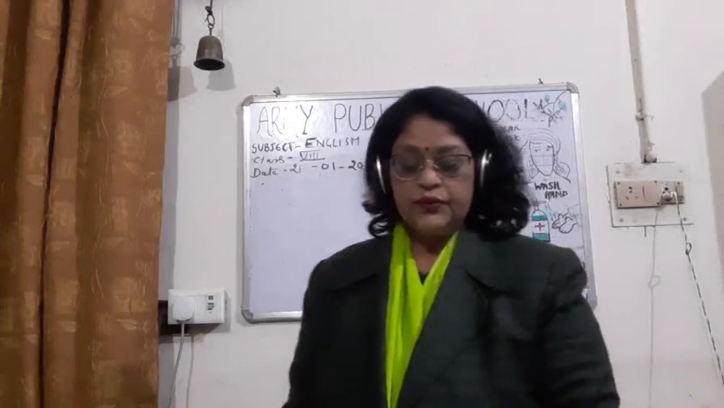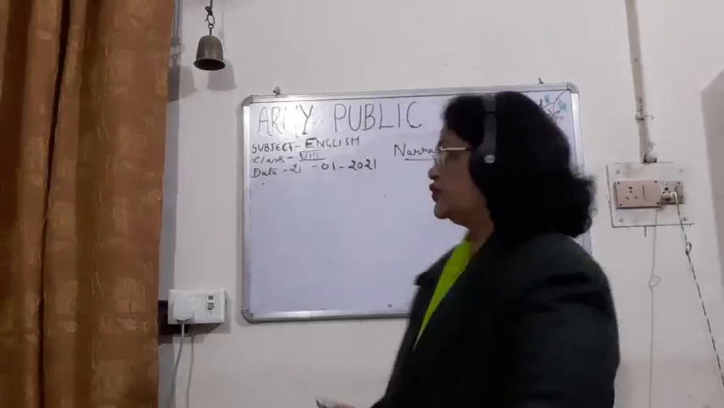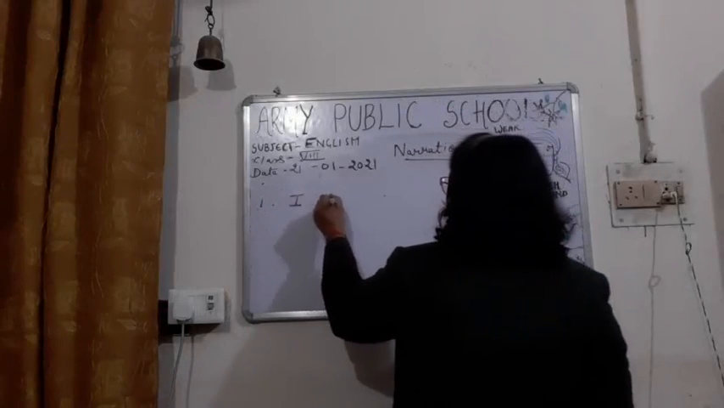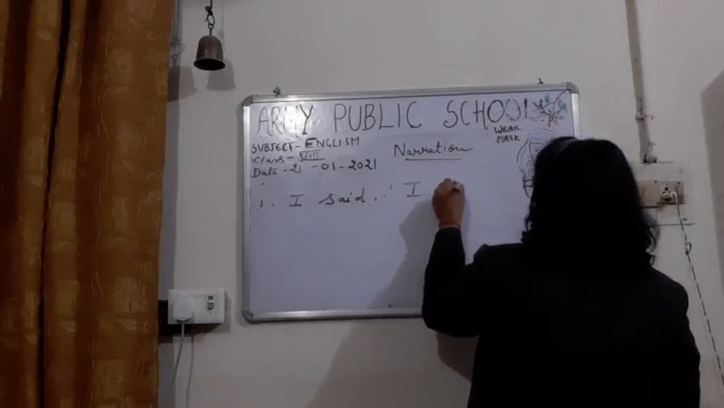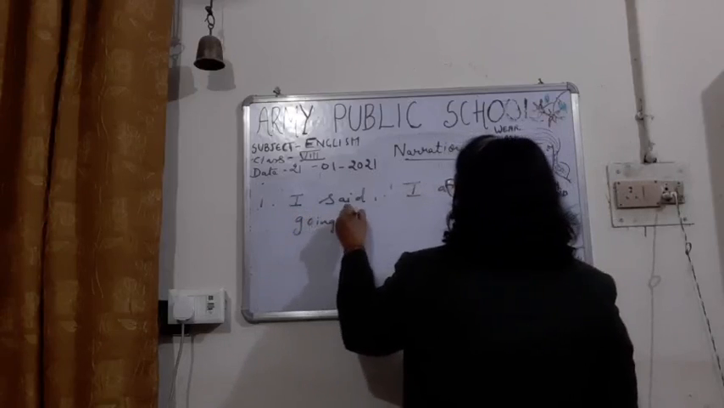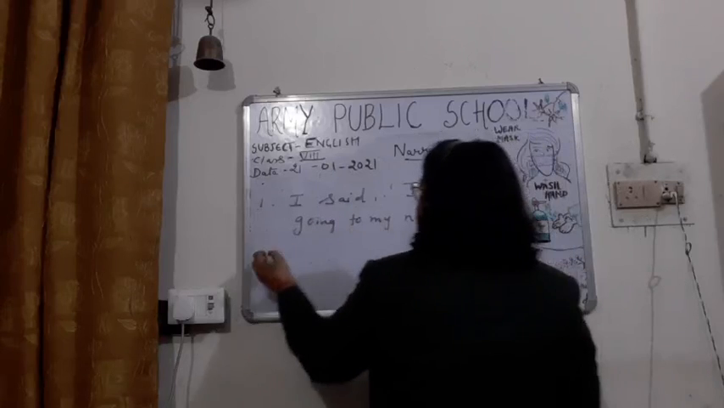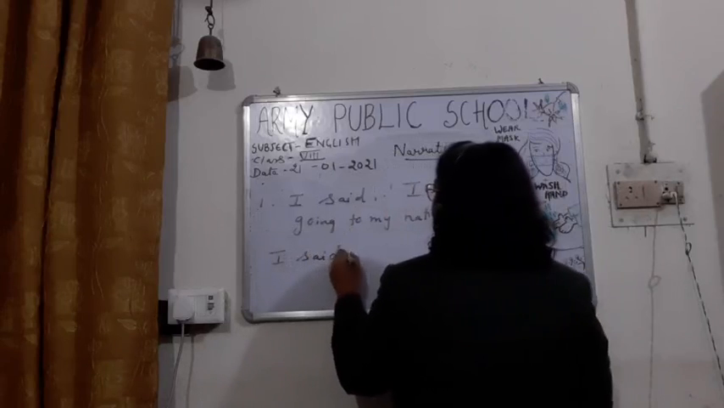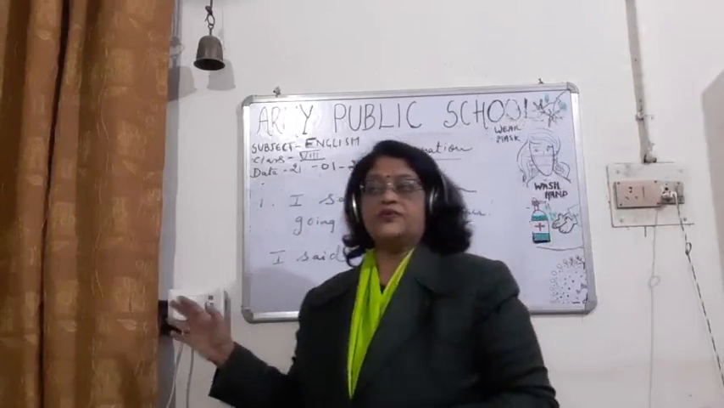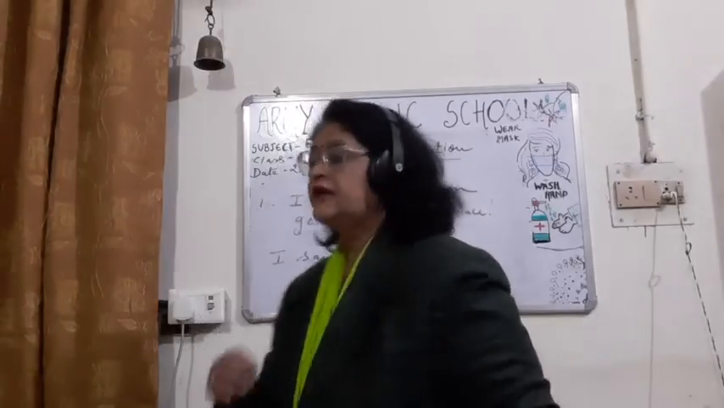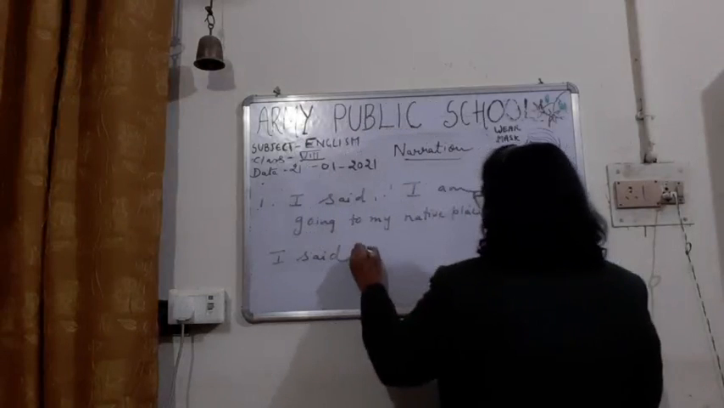Okay, so like I said, I am going to my native place. So the first example is, I said, I am going to my native place. Now here, children, I said will be there because we will not write I told, because in the reporting part there is no object. If an object could have been there, then you could have written I told. So here I said. Now what is the rule? You have to remove the inverted commas, remove the comma, and add the conjunction that. So here I have added that.